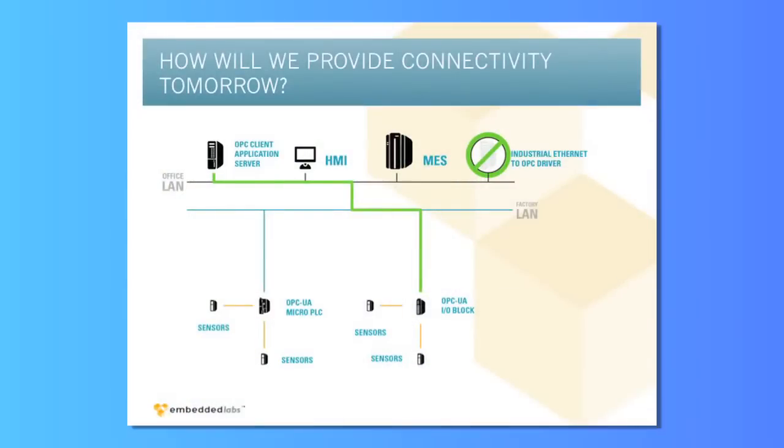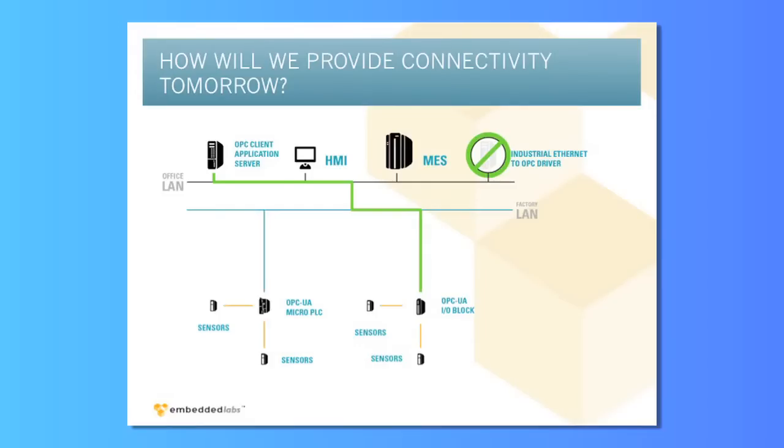So if we take the example of the I/O block, we can also improve on things here. If we embed OPC UA directly in that I/O block, with no significant bill of materials cost increase potentially, we now have secure communication directly up to the IT layer.